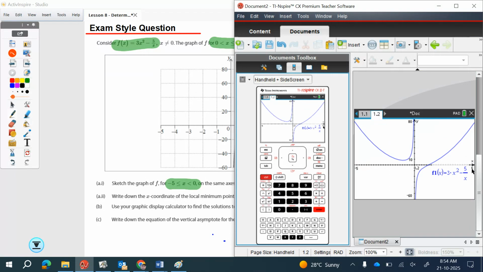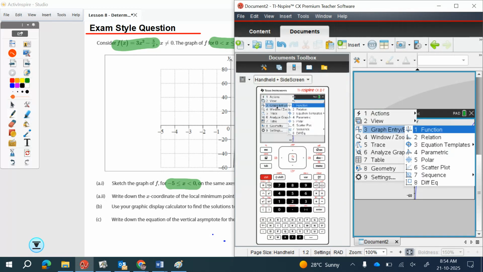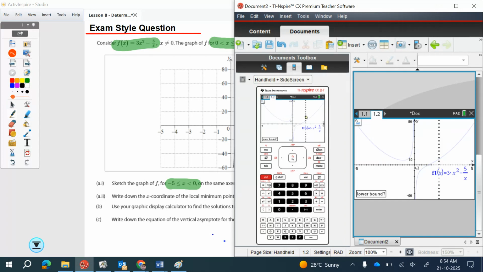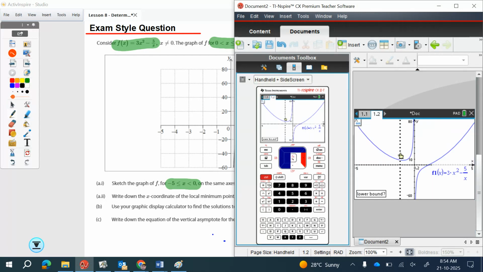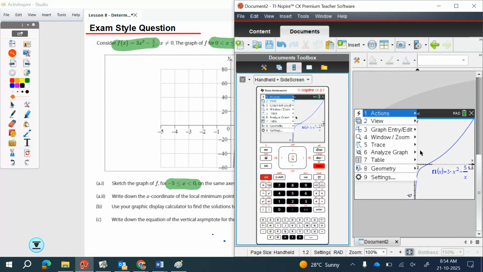We can see that there's going to be a local minimum on the left-hand side there. In order to sketch it accurately, let's start by finding that. We want to do analyze graph, find a minimum. I'm going to look either side of this. Oops, I missed. Let me try again.